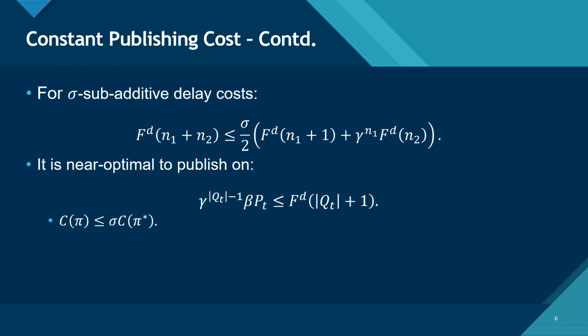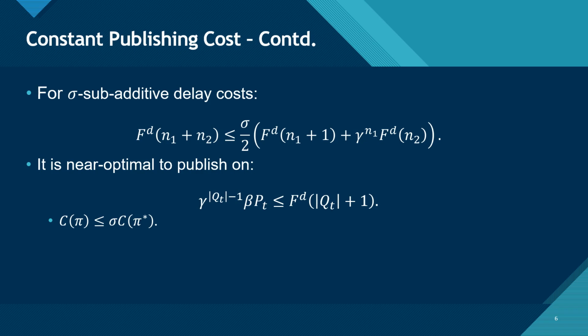So removing the publication step doesn't affect the delay cost too much, not by a factor of sigma. So we show when this is true for aggregated delay costs, and by the way, it is true for the linear delay cost we talked about earlier, then it is near optimal to publish when the aggregated delay cost is larger than the publication cost of the current time step.